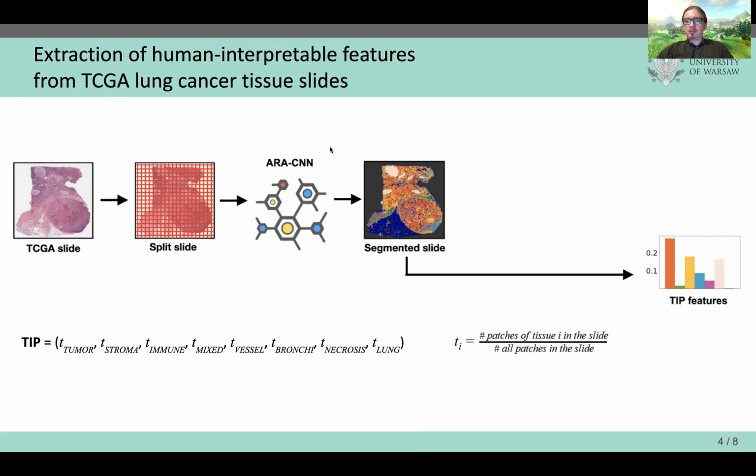The first of these features is TIP, which stands for tissue prevalence. It's a vector of proportions where each component is the number of patches of a given tissue divided by the number of all patches in the slide.